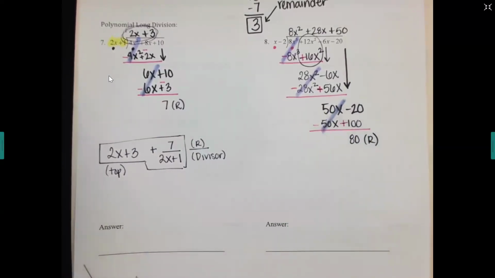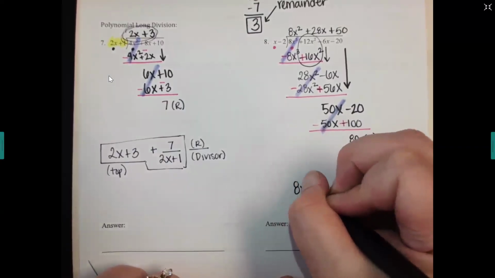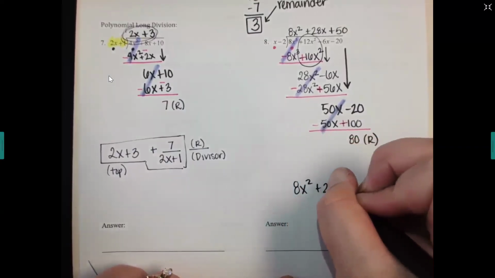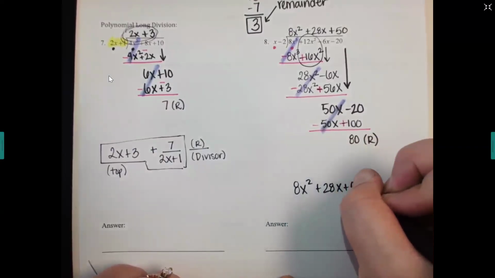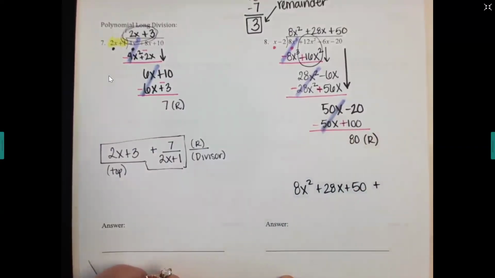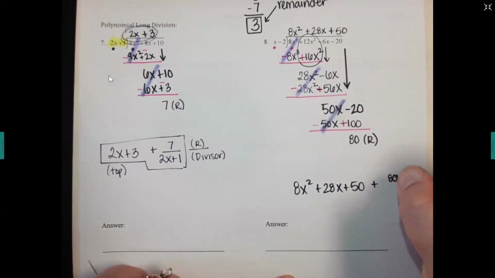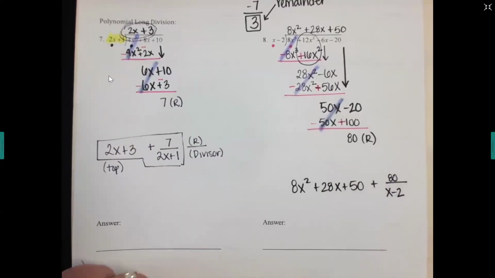Then when you write your homework, remember, your answer is going to be the answer that you got on top, plus the remainder over what you divided by. So in this case, your answer would be 8x squared plus 28x plus 50 with a remainder of 80 over x minus 2.